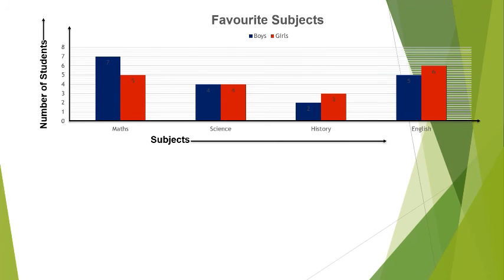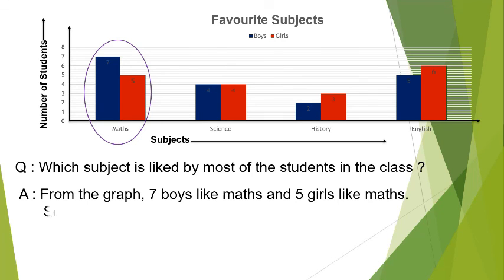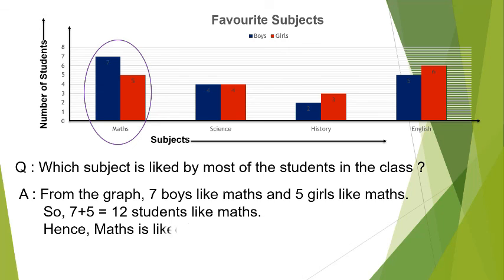Now comes the interpretation of a double bar graph. The very first question is, which subject is liked by most of the students in the class? We can see from the bar graph that 7 boys and 5 girls liked maths. So 7 plus 5 is equal to 12. So math is liked by most of the students.